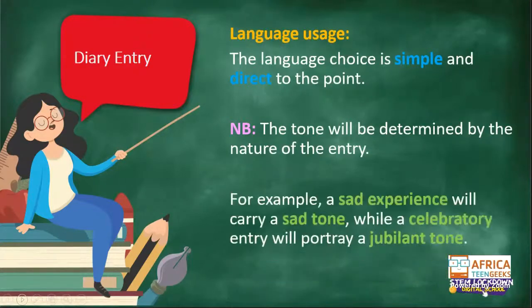For example, a sad experience will carry a sad tone, while a celebratory experience will portray a jubilant tone. So if you've lost your dog or if your dog has died, God forbid, the tone will be sad. But if your sister has bought a new car, then the tone will be very jubilant. It's going to be very happy.